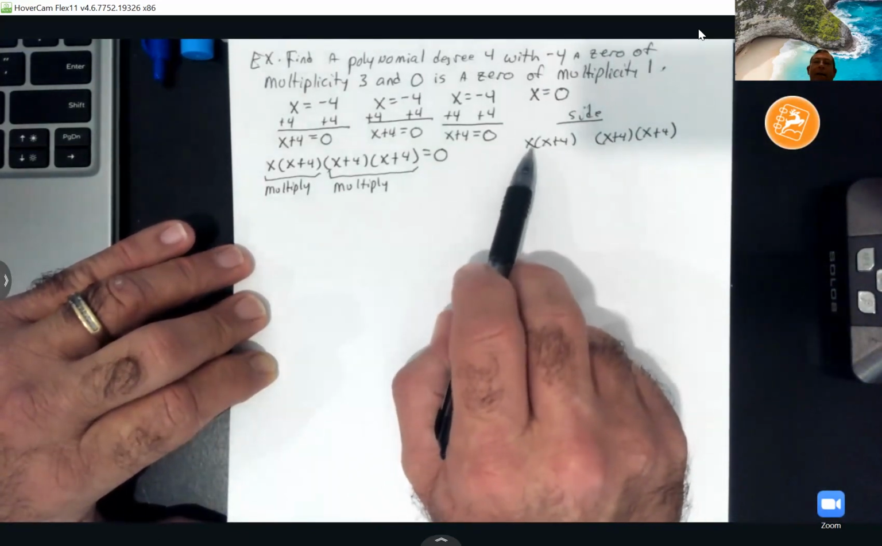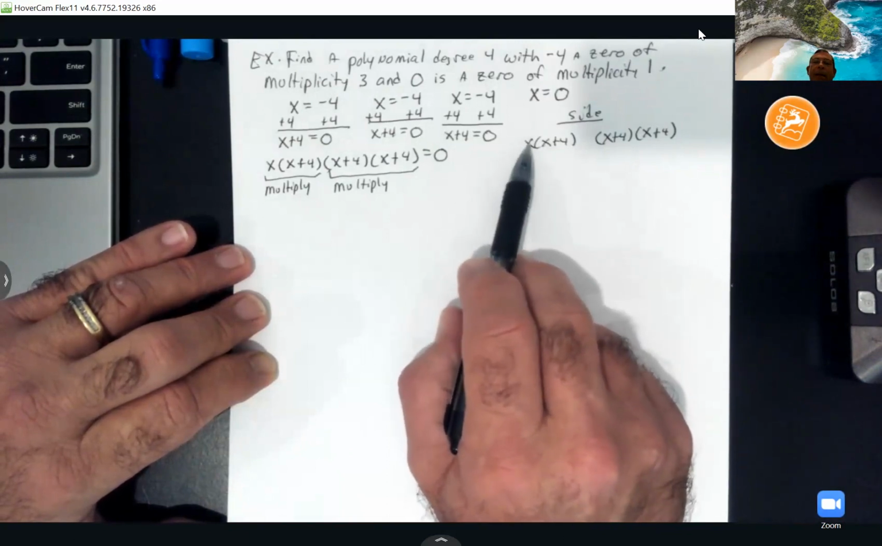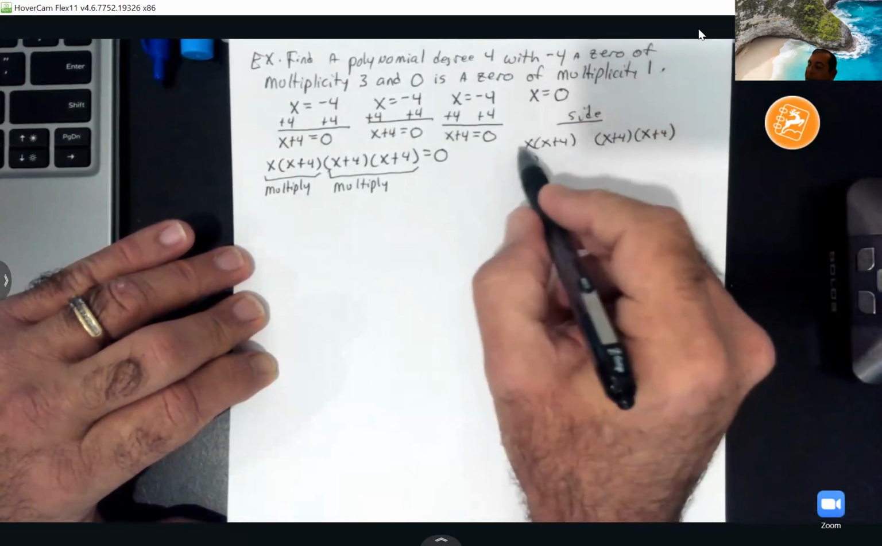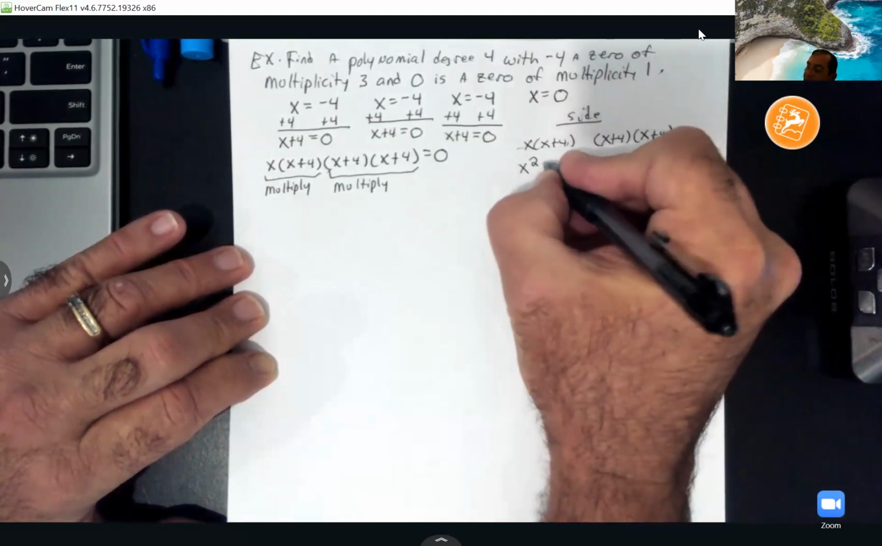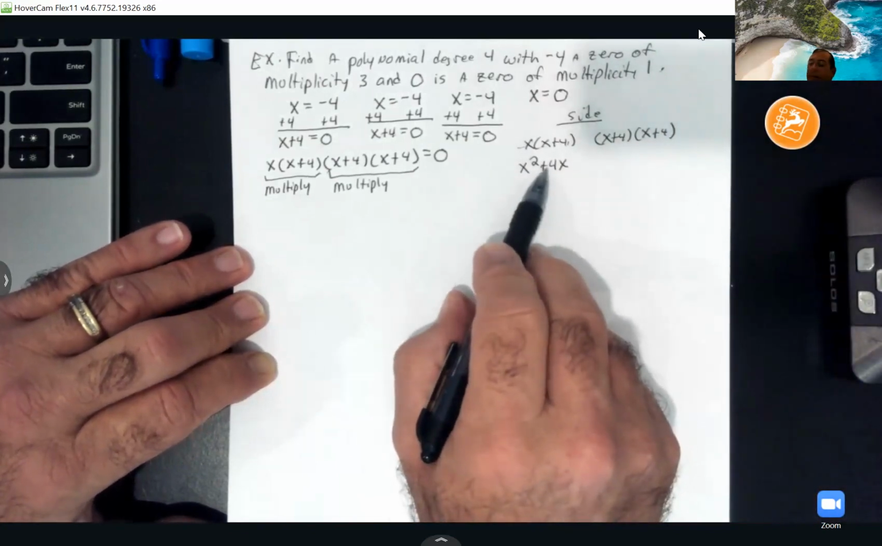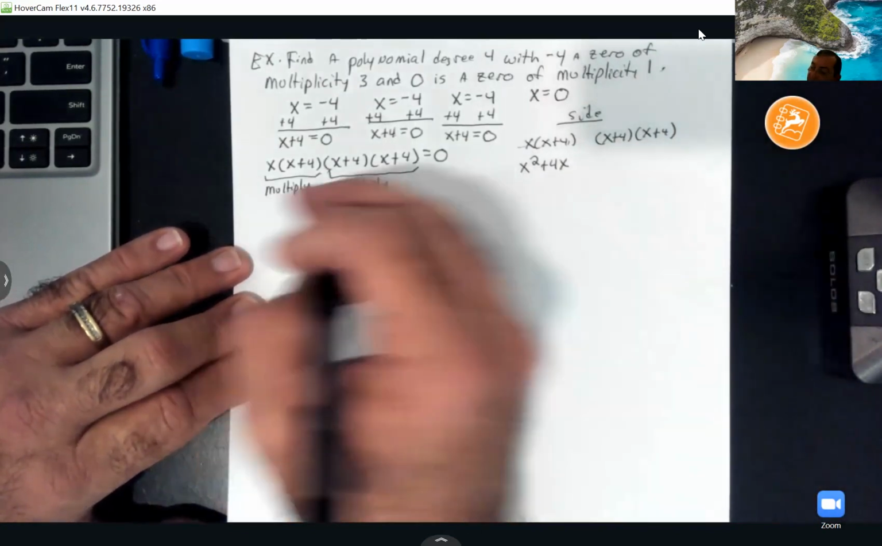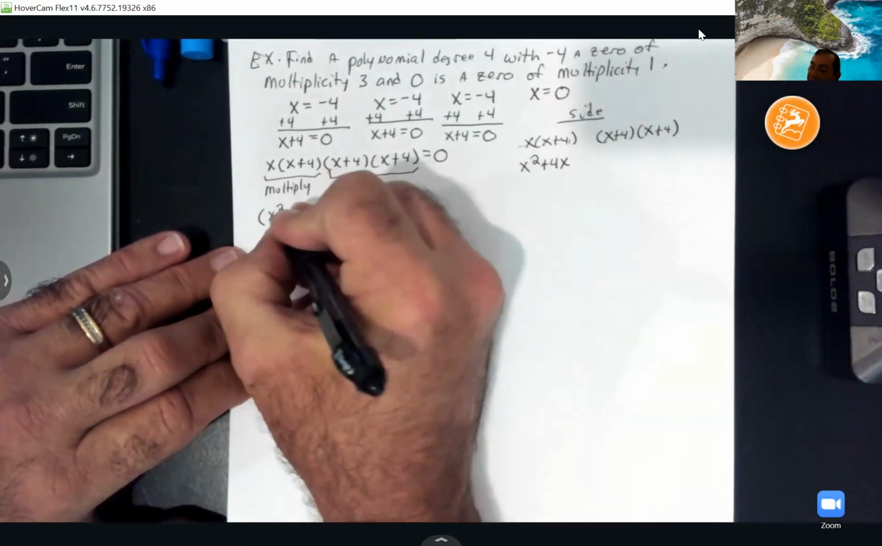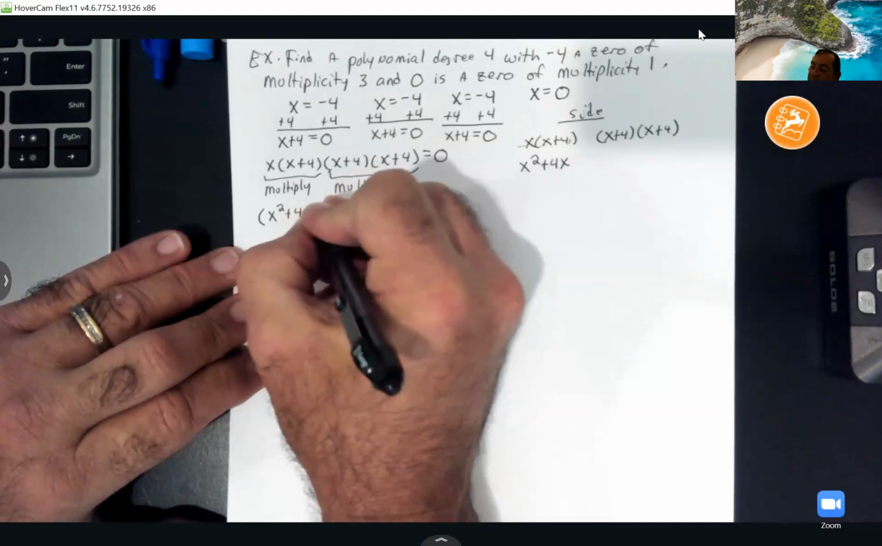All right, y'all, so right here, we're going to distribute an x. X times x is x squared. X times 4 is a positive 4x. So that can be nothing else done to it. So my first parentheses will have x squared plus 4x.